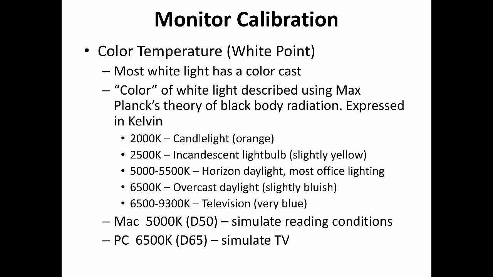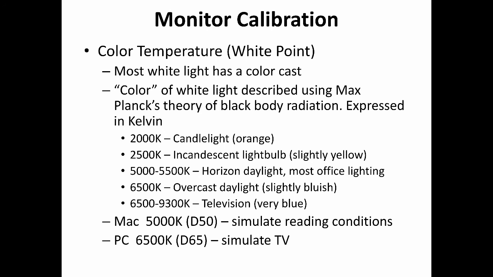If you continue to heat that black body up to a little bit higher temperature, up to about 2500 Kelvin, it begins to emit a slightly yellowish light, which is the same color of light that's emitted by a typical incandescent light bulb. At much higher temperatures of say 5000 to 5500 Kelvin, this is the color of most lighting in a typical office workspace. It's also the color of daylight when viewed at the level of the horizon.